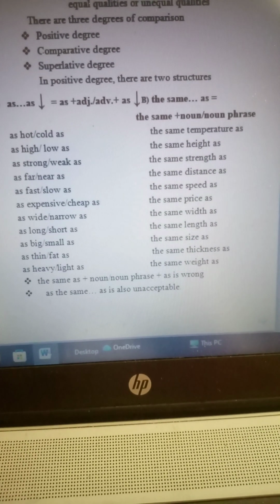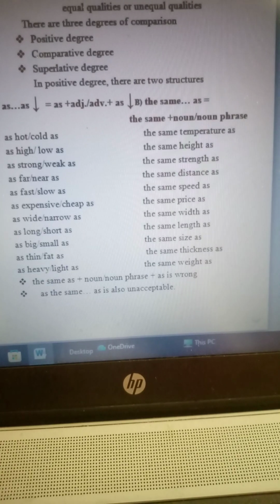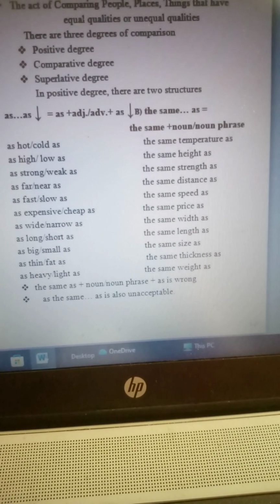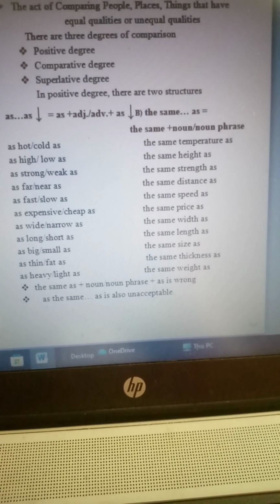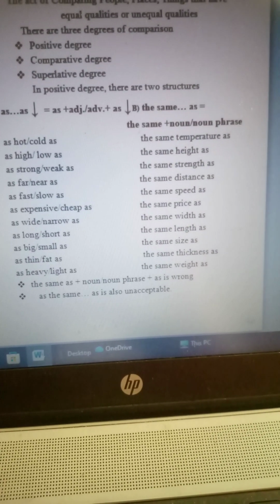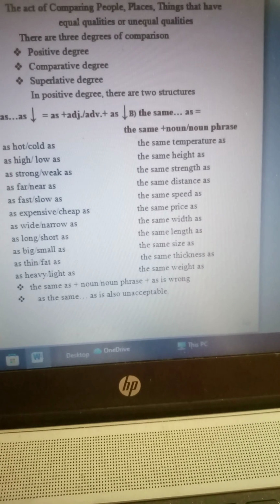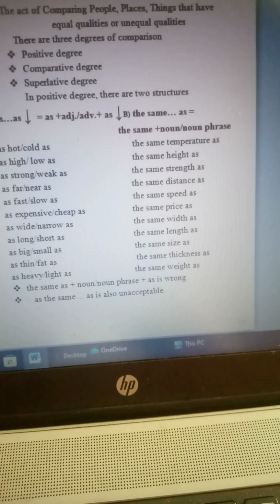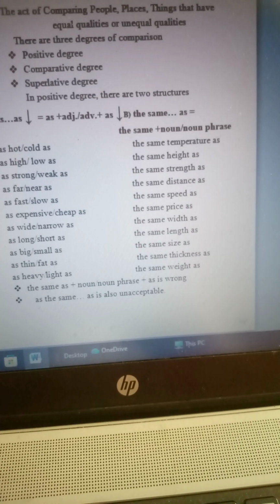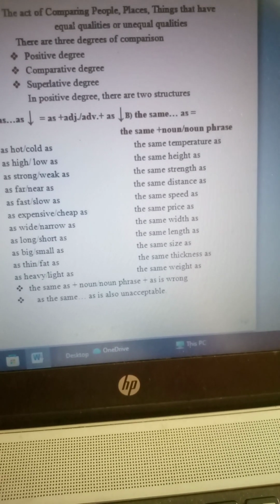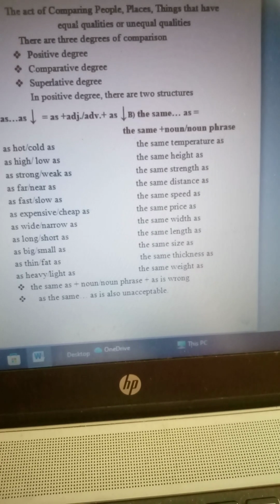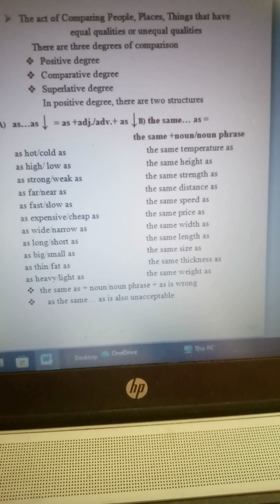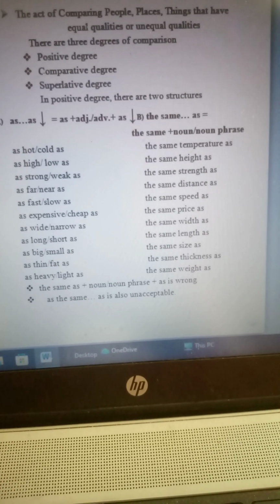So we say as hot as or as cold as, changing these into the second structure like the same temperature as, the same height as, the same strength as, the same distance as, the same speed as, the same price as, the same width as, the same length as, the same size as, the same thickness as, the same weight as.